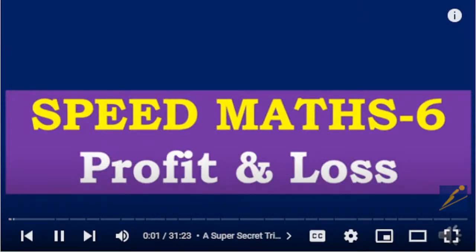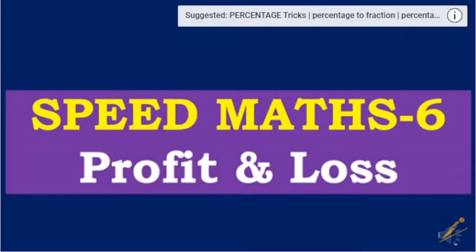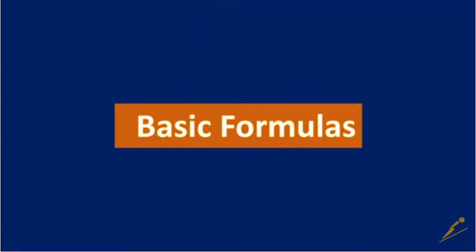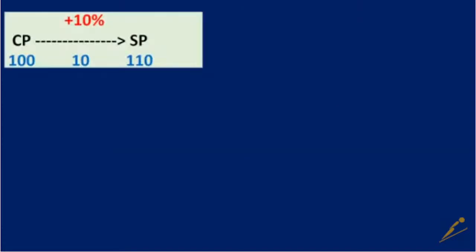Speed Maths 6. Profit and loss tricks. Profit and loss is the focus of today's discussion. Basic formulas. Remember that profit is the increase in price, whereas loss is the decrease in price. The cost price of an item is the price at which it is purchased, whereas the selling price is the price at which it is sold.